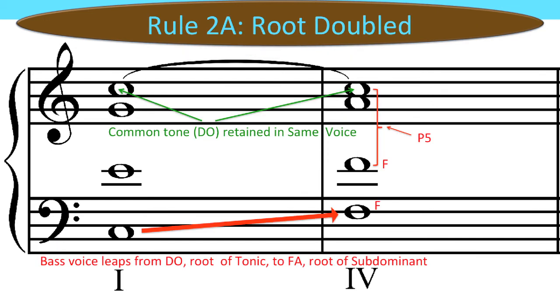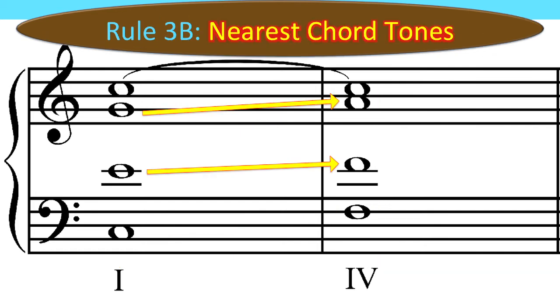The bass is satisfied with leaping to the root of the 4 chord, do to fa, or from C to F. In this case, the bass leaps up a fourth. The bass could also descend a fifth to the low F, if your basses are able to sing that low. Rule 3b requires the 2 remaining voices to move to the nearest tones of the next chord. In this case, alto and tenor move up a step.